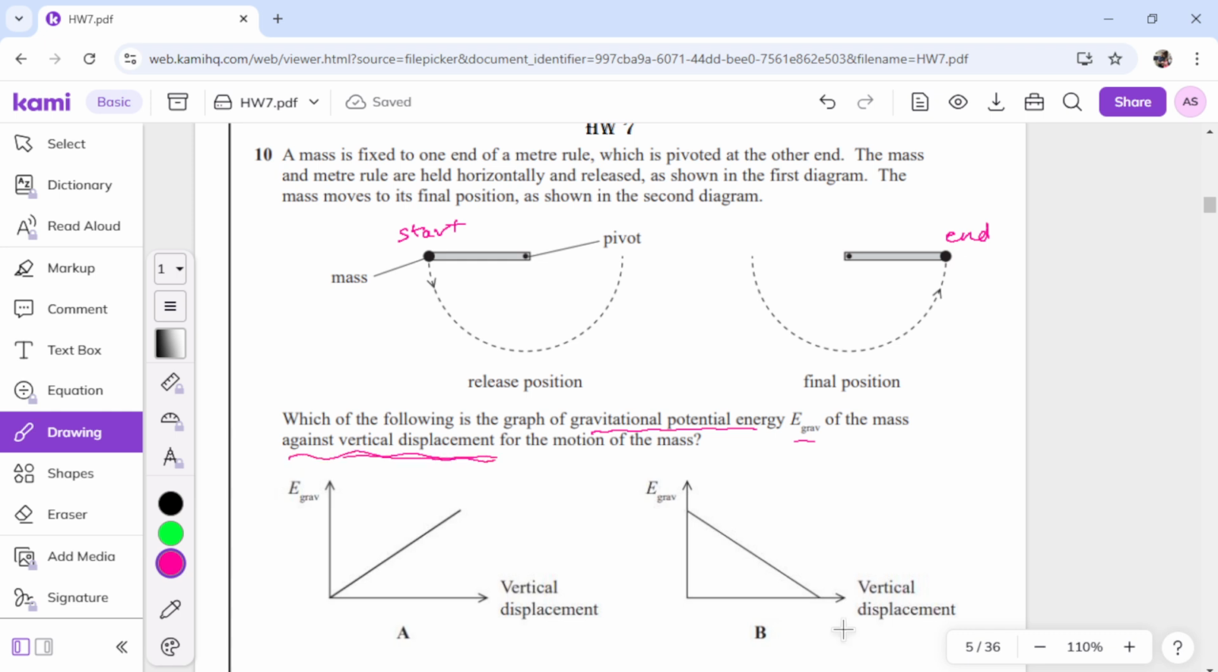So now you have to know where the vertical displacement is for the motion. Vertical displacement, okay, displacement is different from distance. If you take all of this from here to here, displacement equals 0. But it said vertical displacement. This is a vertical displacement. This is a vertical displacement. Okay.